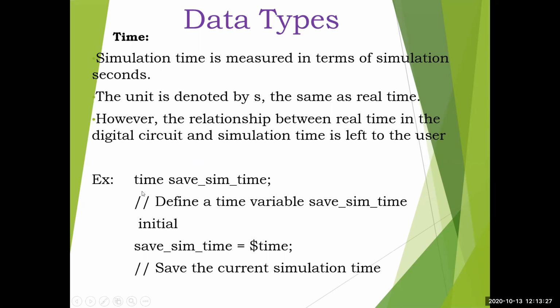So this is how it is used. time is the keyword here, and save_sim_time is the variable. Any name you can use here, but you cannot use a keyword as the identifier, as it may confuse. That's why some other name is given. In the initial block, we are invoking the time using this system task, and that will be stored in this variable. To store that, it should be declared as the time data type. So it is storing the current simulation time.